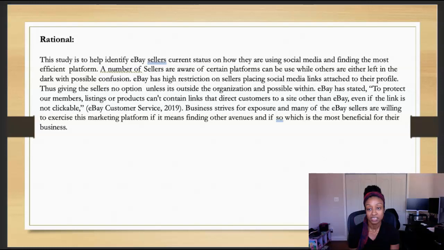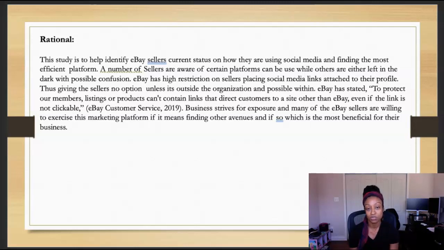The third slide is titled Rationale. This study is to help identify eBay sellers' current status on how they are using social media and finding the most efficient platform. A number of sellers are aware certain platforms can be used, while others are left in the dark with possible confusion. eBay has a high restriction on sellers placing social media links attached to their profile, thus giving the sellers no option unless it's outside the organization and possibly within.